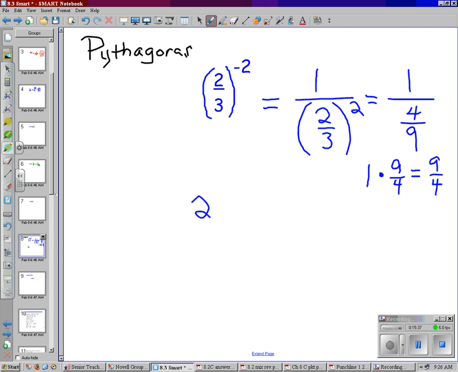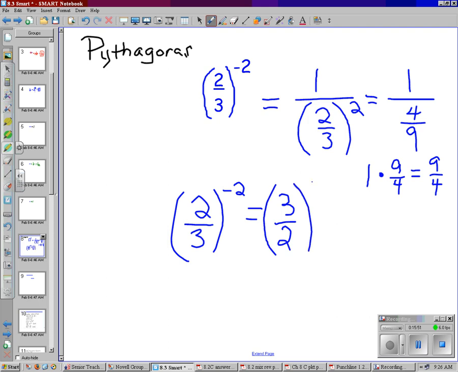So I have 2/3 raised to the negative second power. An easy way to do this is take the reciprocal and make the exponent positive. Isn't that nice? How easy! Just take the reciprocal of the fraction and make the exponent positive. Doesn't that make your life so much better?